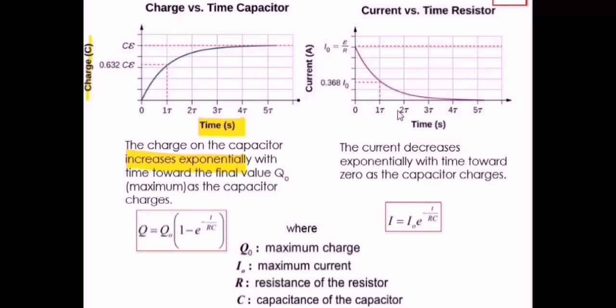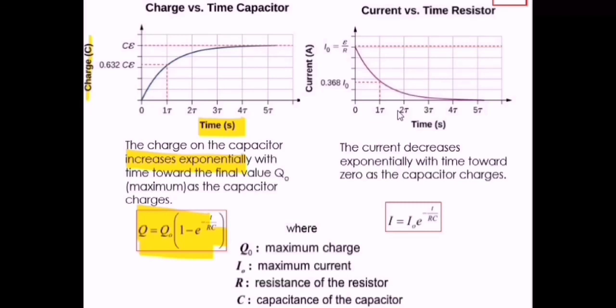So this would be the equation for the charge, where Q0 is the maximum charge, I0 is the maximum current, R is the resistance, and C is the capacitance. So this is for the first graph. We know the capacitor is charging, the charge will increase, and we will have an increasing exponential graph for charge against time.